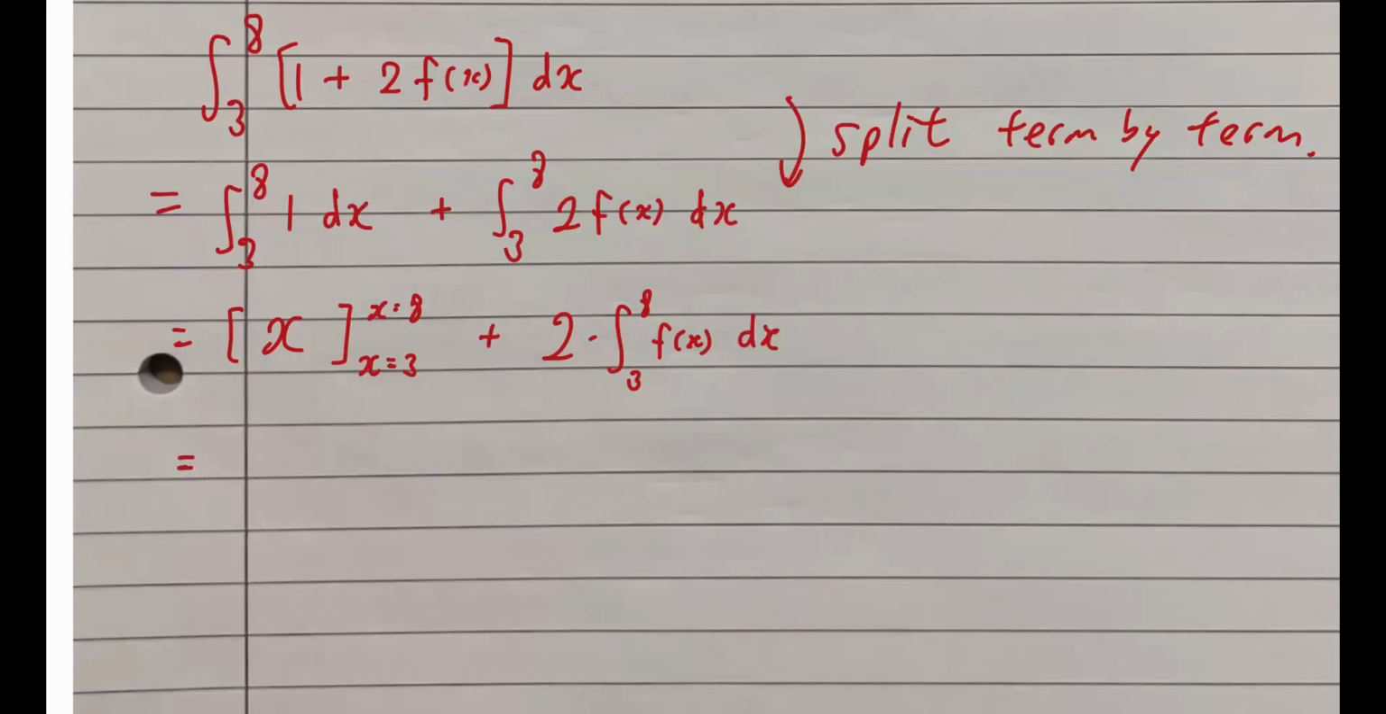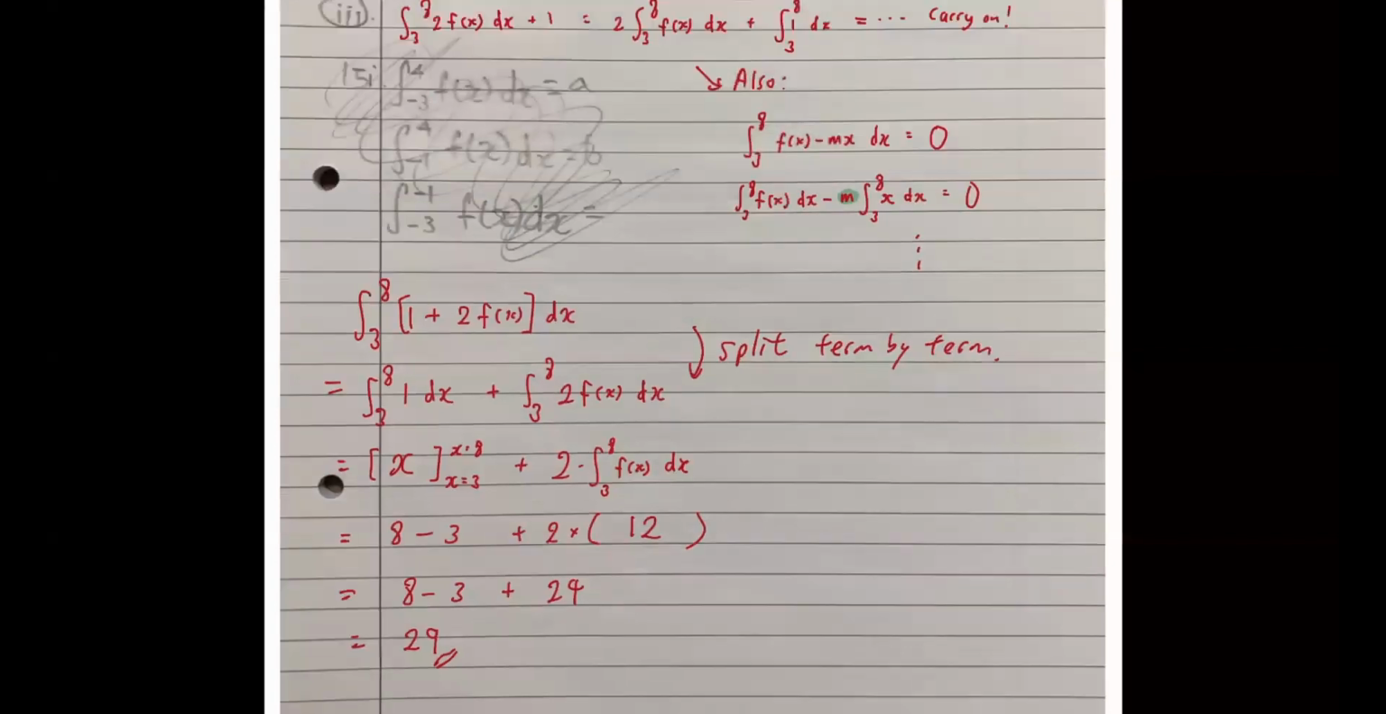So this first guy, let's just calculate it. Sub in the upper 8, sub in the lower limit 3, you get 8 minus 3, plus 2 times something. What is the integral from 3 to 8 of f(x) dx? 12. 12, very good. So we can replace with a 12. So 8 minus 3, plus 2 times 12, 24. 8 minus 3, 5, then you get 29. Is that okay? Very good. How about the last part? You want to try?